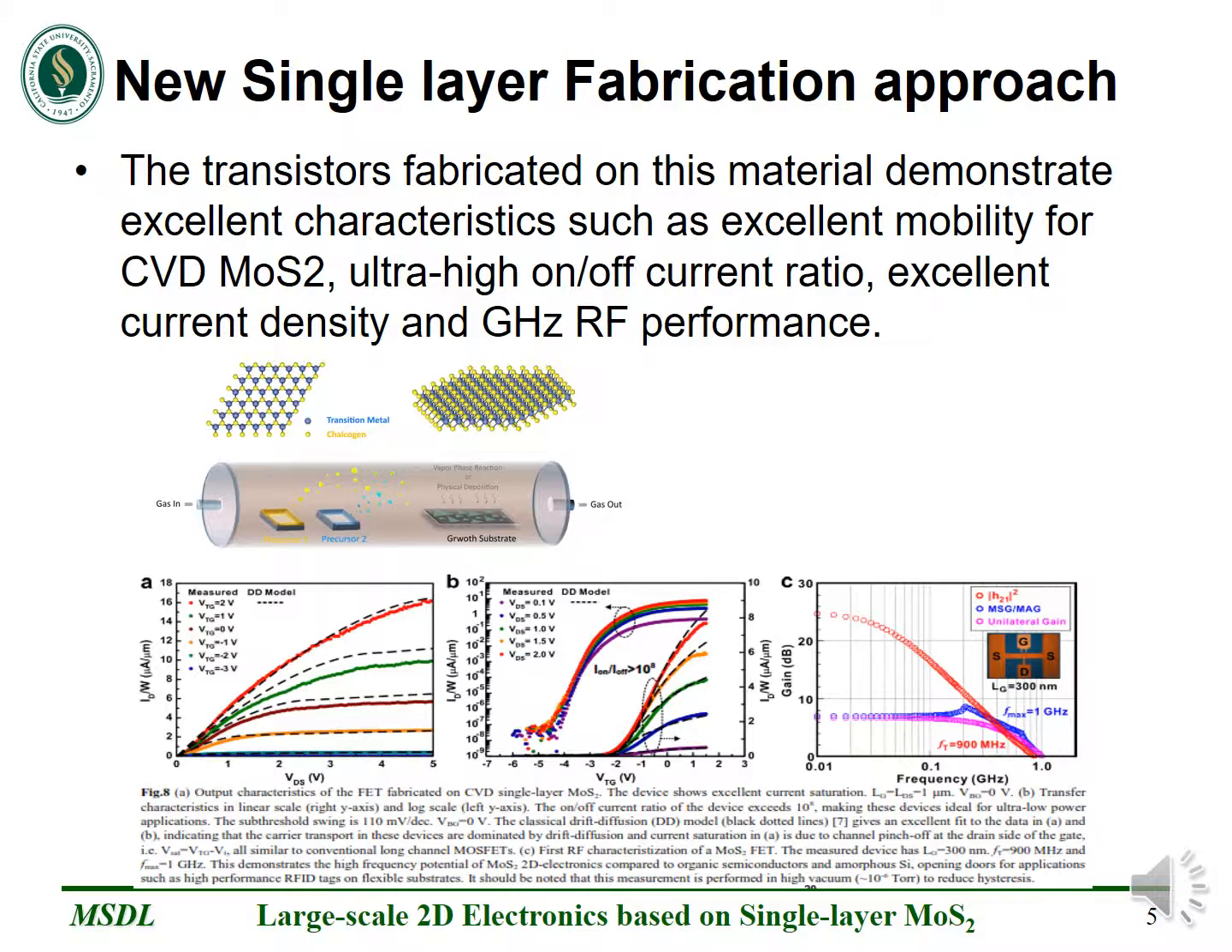The maximum on-state current reaches 16 microamperes per micrometer at VDS equals 5 volts. The threshold voltage is at negative 2 volts, indicating that the material is unintentionally doped n-type during the growth and fabrication. The peak transconductance is around 3 microsiemens per micrometer. The classical drift diffusion model accurately fits the device characteristics.